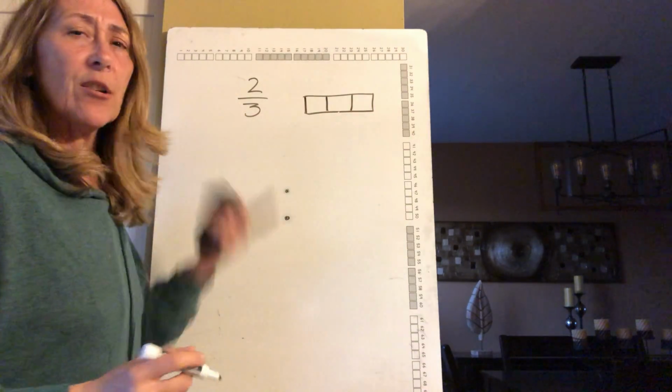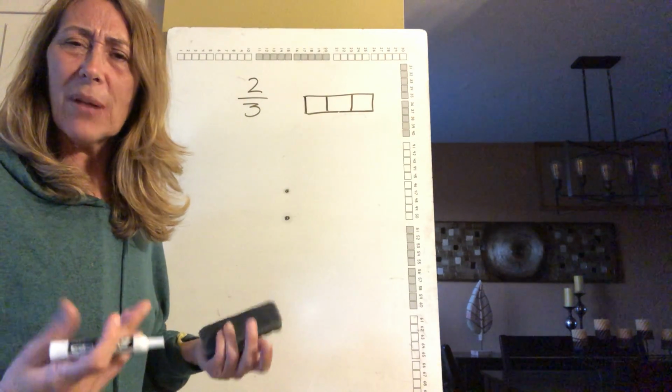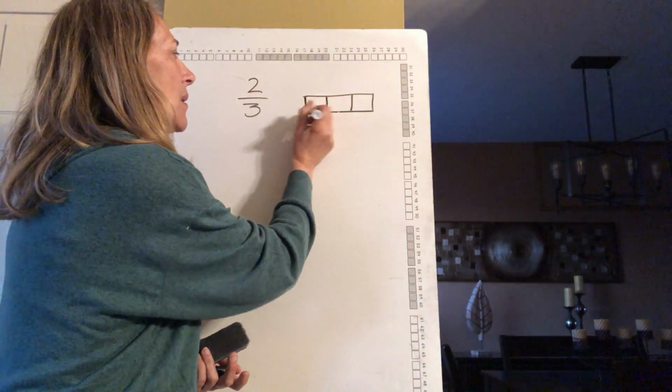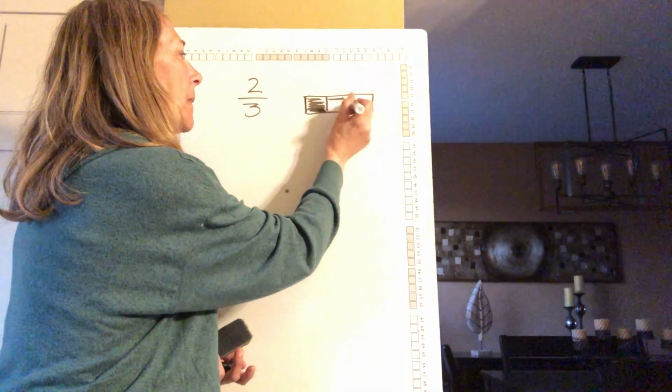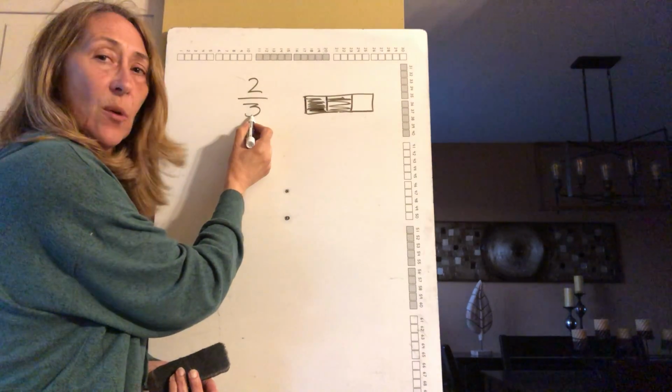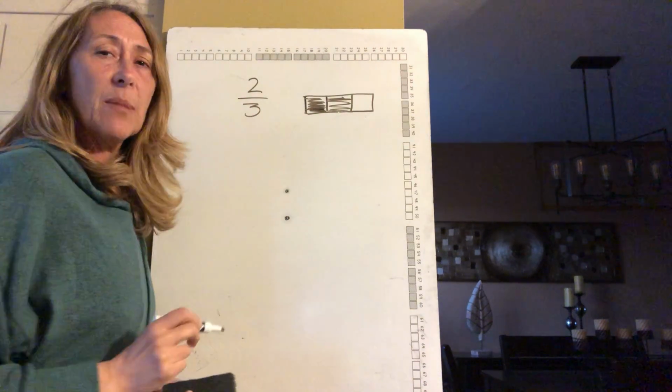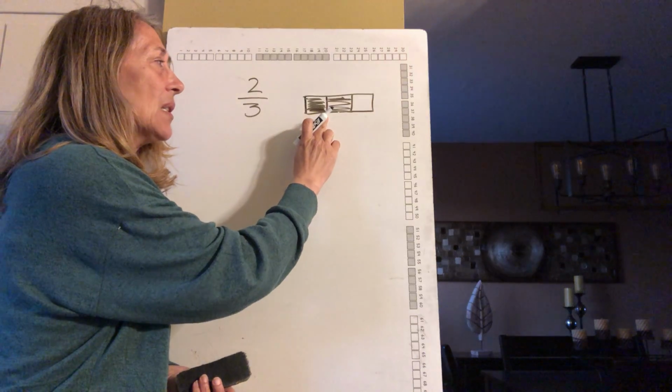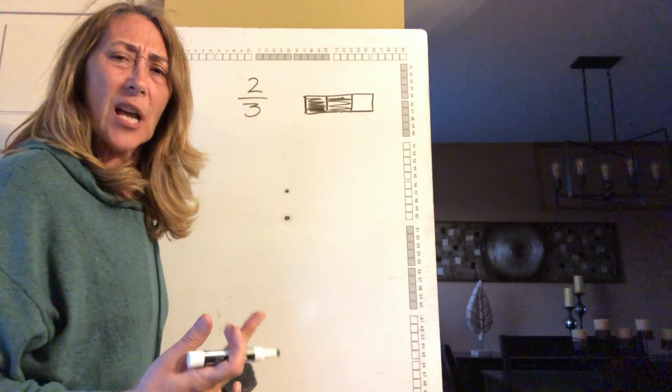My top numerator tells me I'm referencing or I'm talking about 2 of those. So this fraction bar, which is one whole bar, is broken into 3 equal pieces, and I'm talking about 2 of those. So this is 2/3 of the whole.